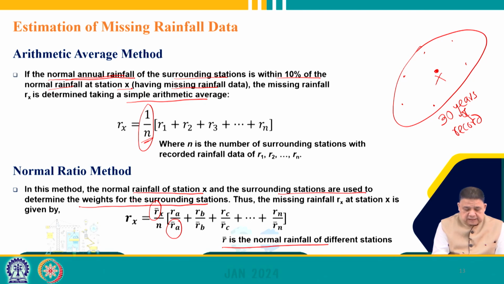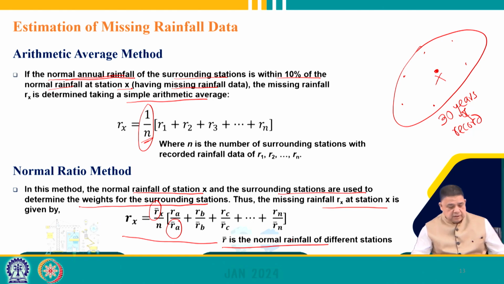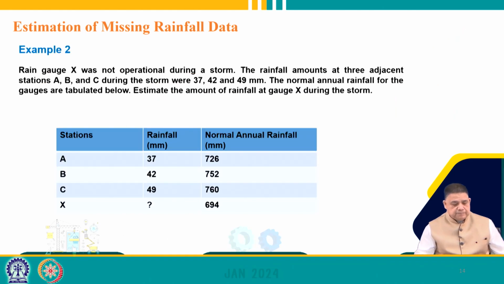So, in this method the normal rainfall of station X and surrounding stations are used to determine the weights for surrounding stations, and then the missing rainfall record is calculated using this relationship. So, basically it is nothing but the weight assigned multiplied by the rainfall at that particular station divided by the total number of stations. Let us take this example.